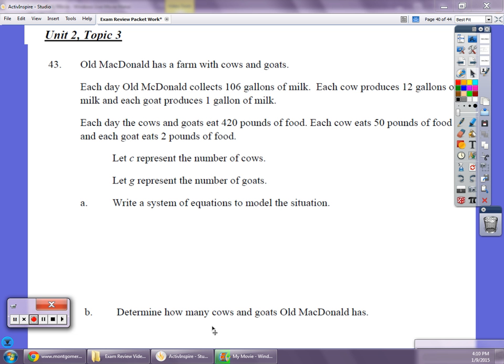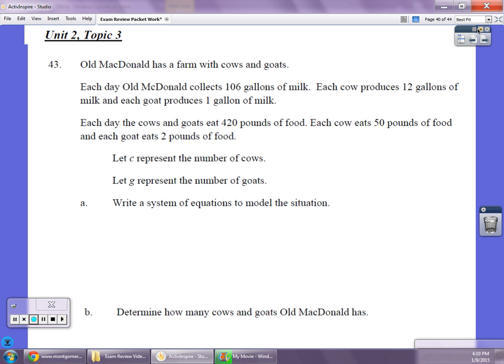Old MacDonald has a farm with cows and goats. Each day, Old MacDonald collects 106 gallons of milk. Each cow produces 12 gallons of milk, and each goat produces 1 gallon of milk. Each day, the cows and goats eat 420 pounds of food. Each cow eats 50 pounds of food, and each goat eats 2 pounds of food.